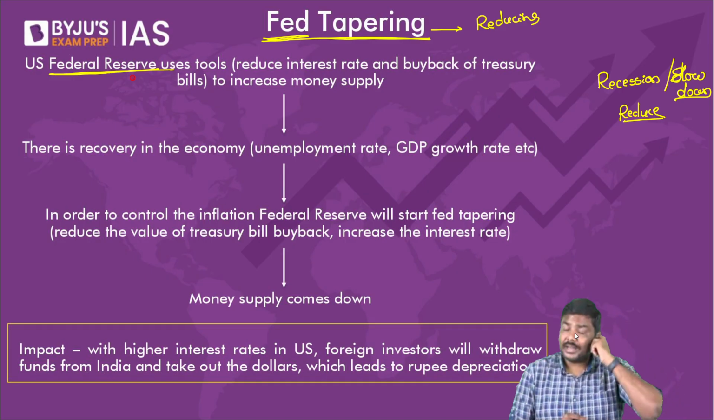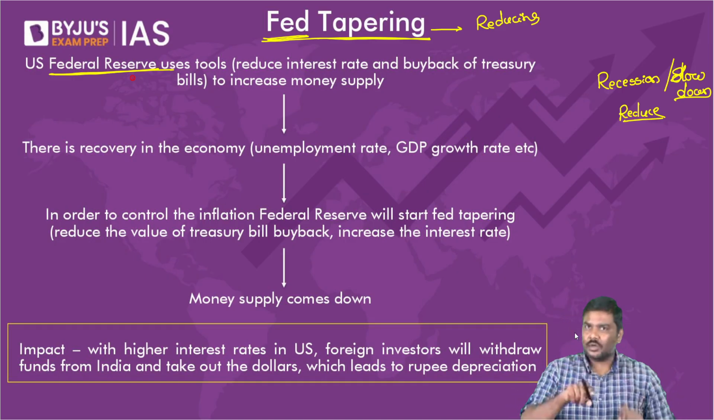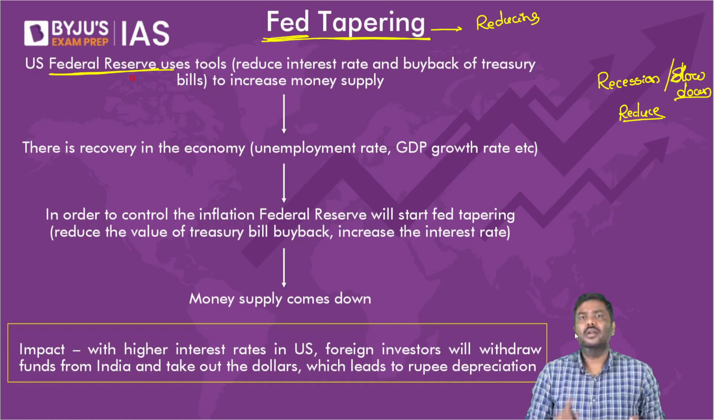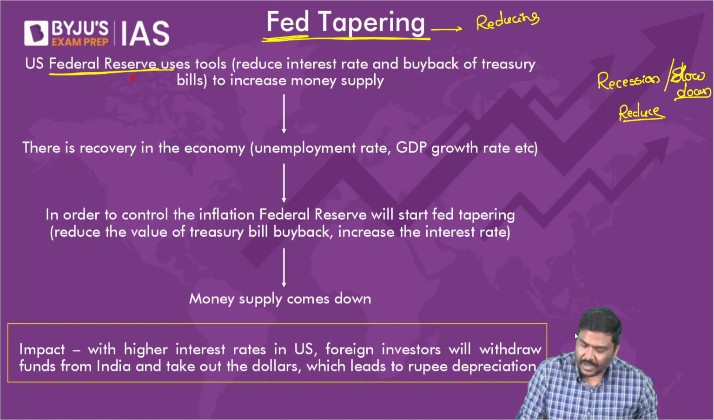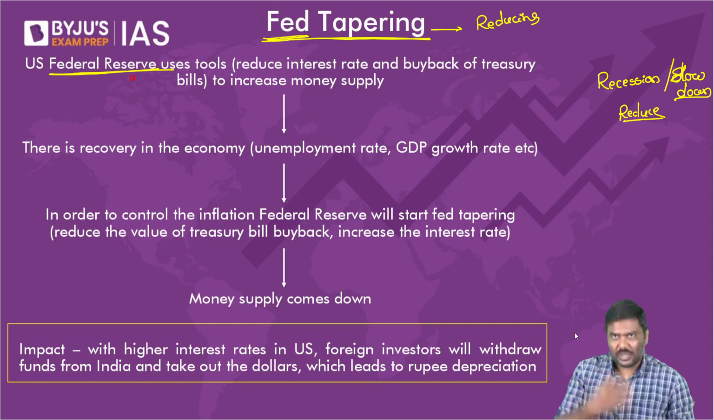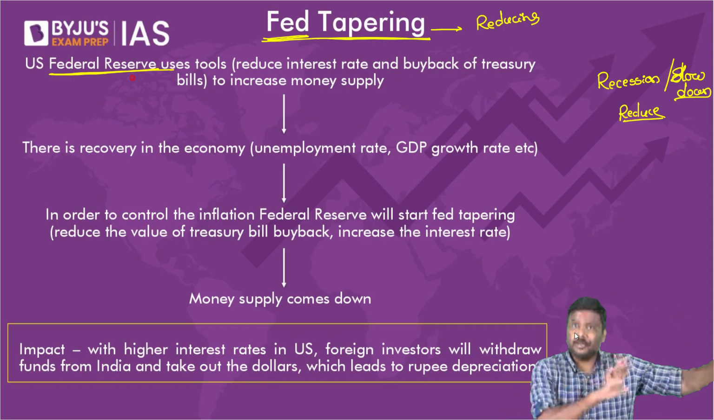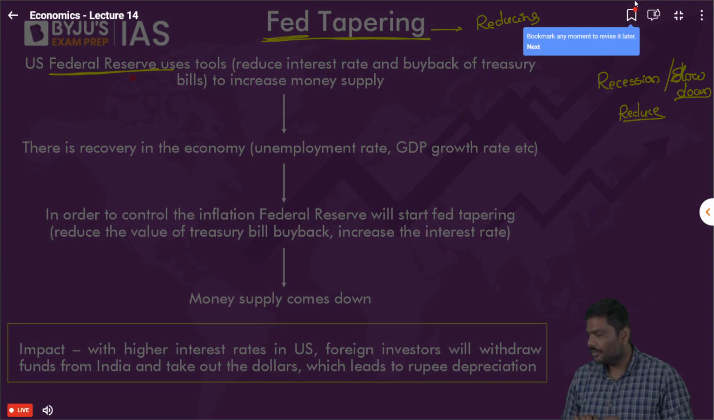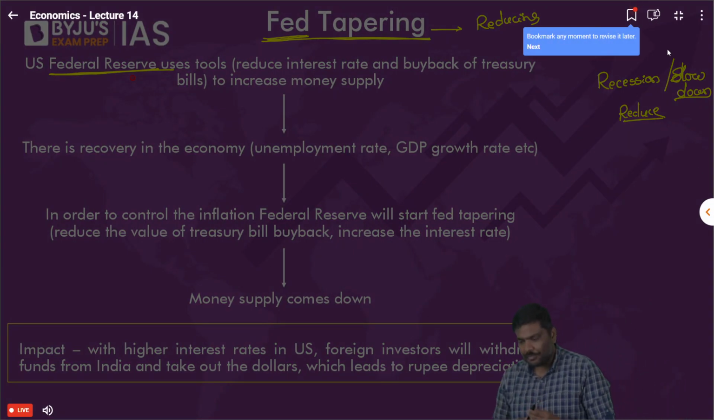So there will be flight of the capital. Foreign investors in India will start selling their instruments in the Indian market. They will take the rupees, convert the rupees into dollars, and take the dollars out of India. So point number one, can I simply say, if there is a Fed tapering in USA, it might lead to rupee depreciation in India. Let me know.